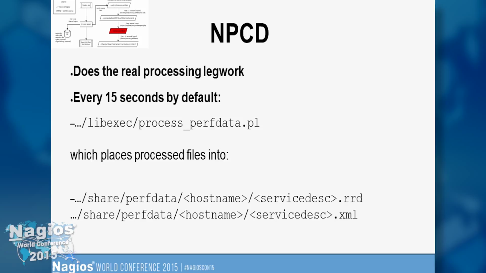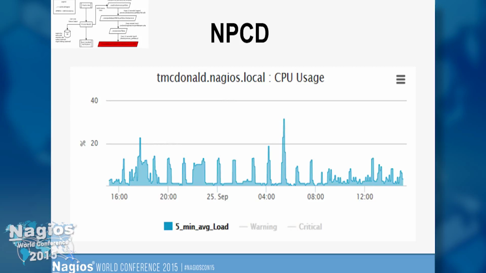They're named identically after the service description, and one of them is an RRD file, which again is the round-robin database. It starts at the top, comes to the bottom, does some averaging. And then there's an XML file, which has basically information about that RRD file. And then you get really cool things like this.